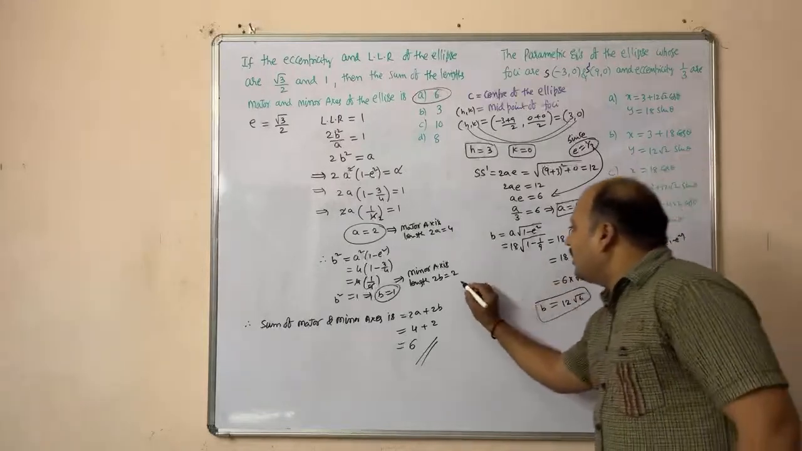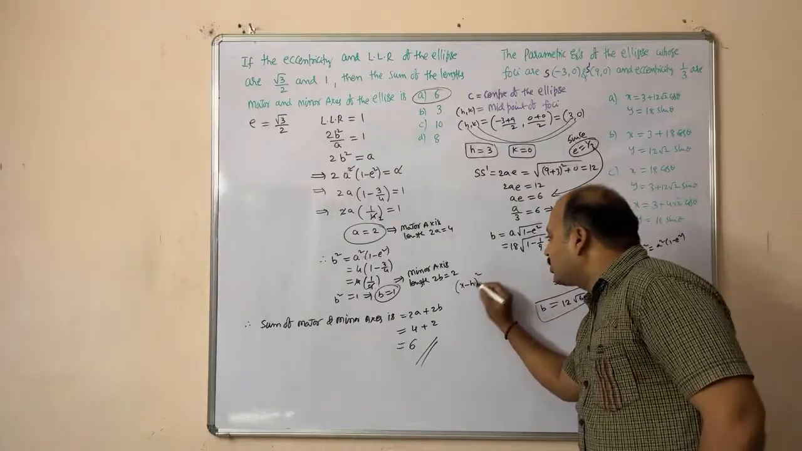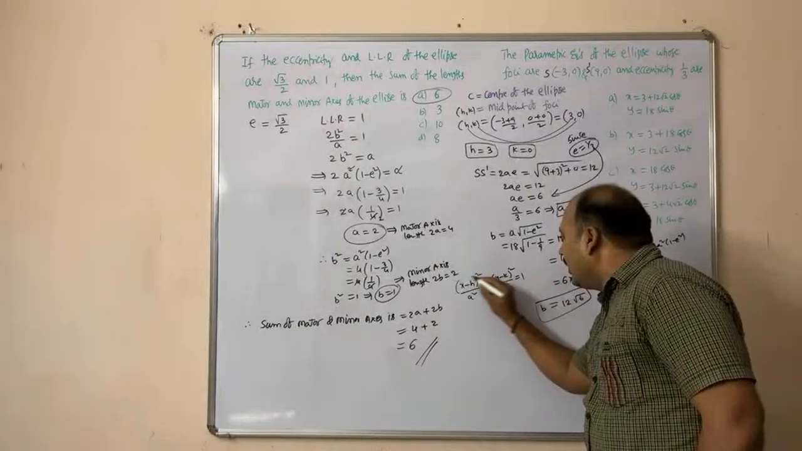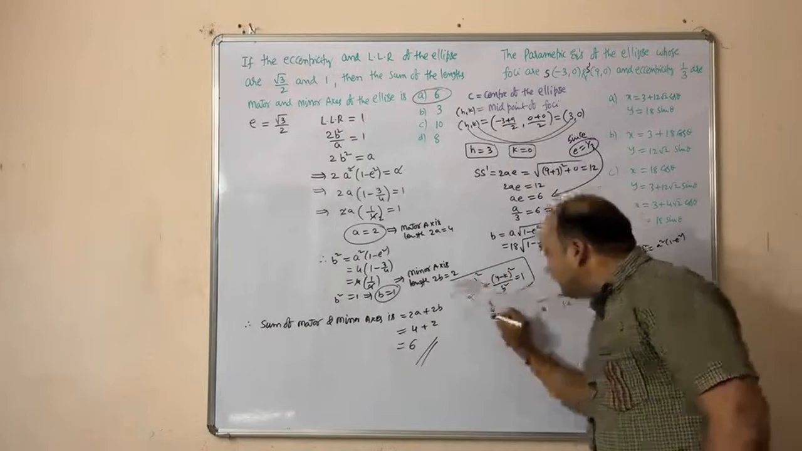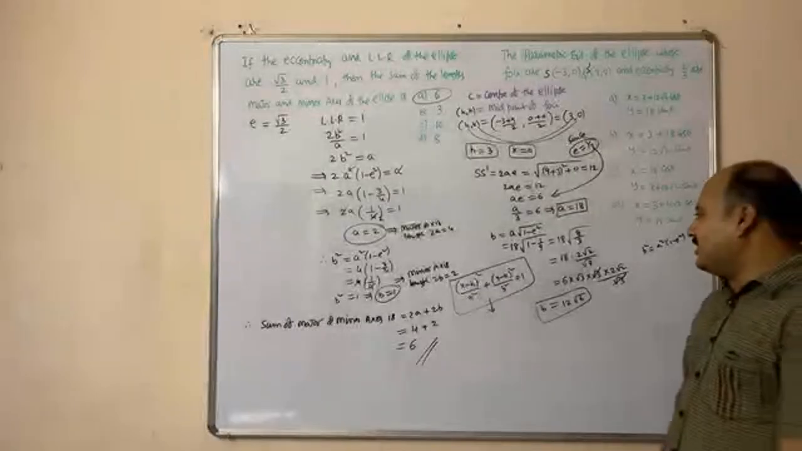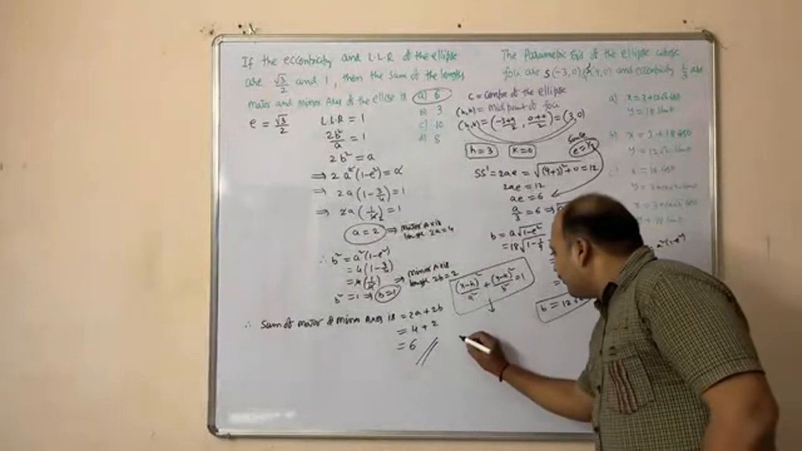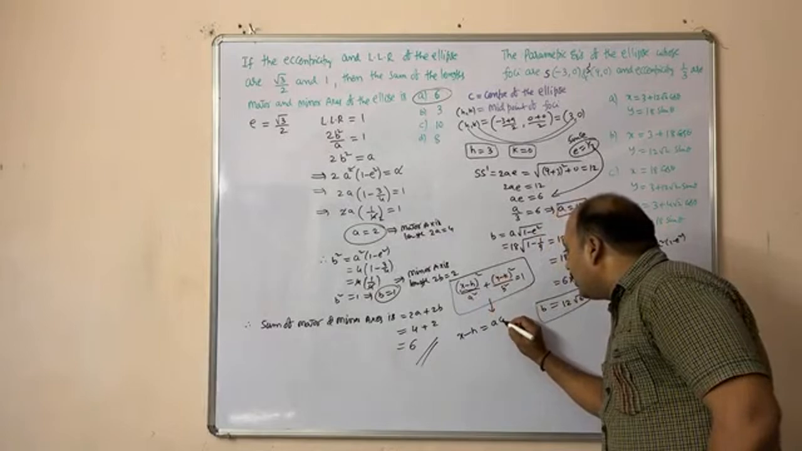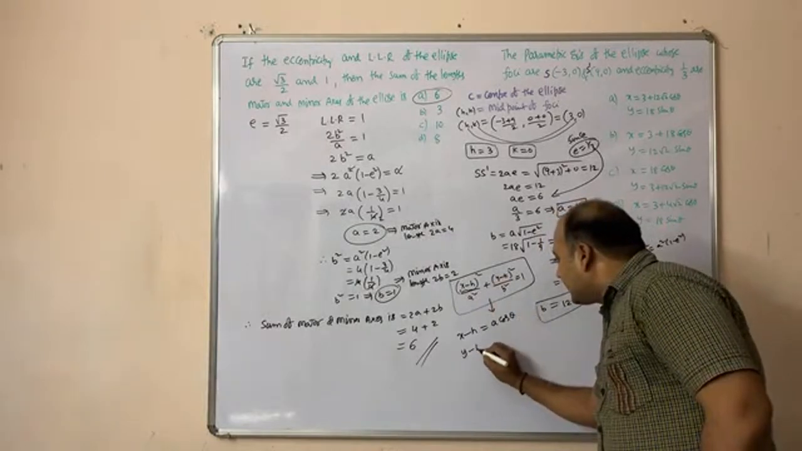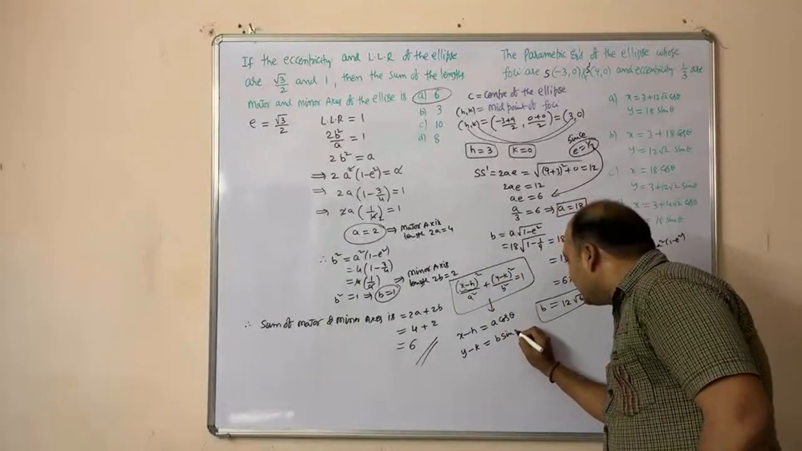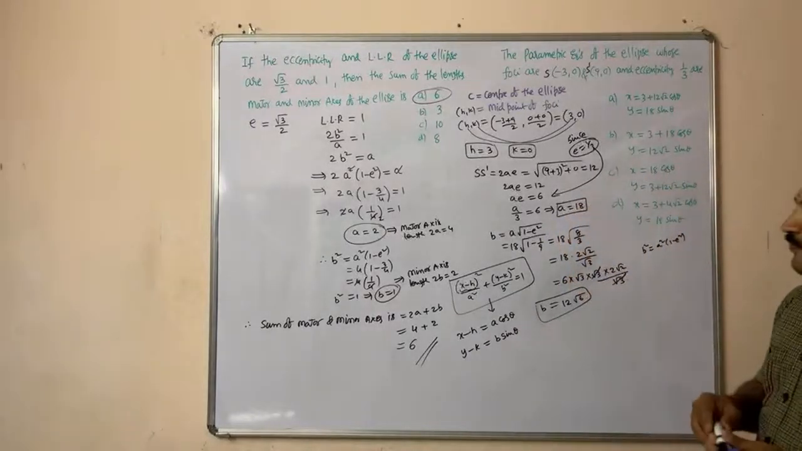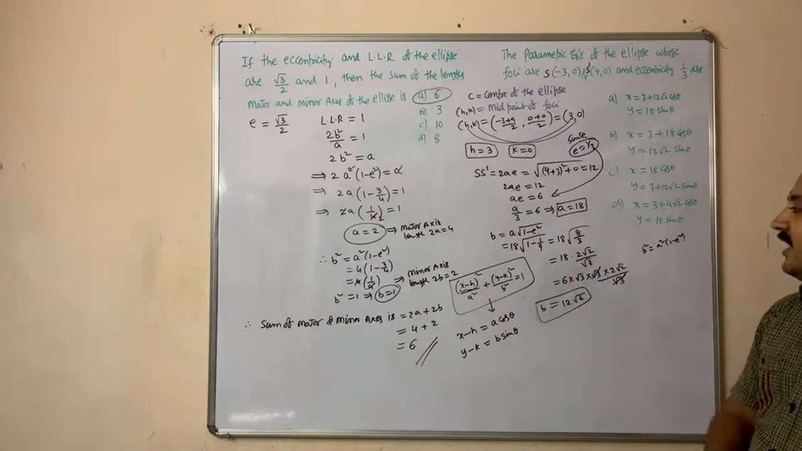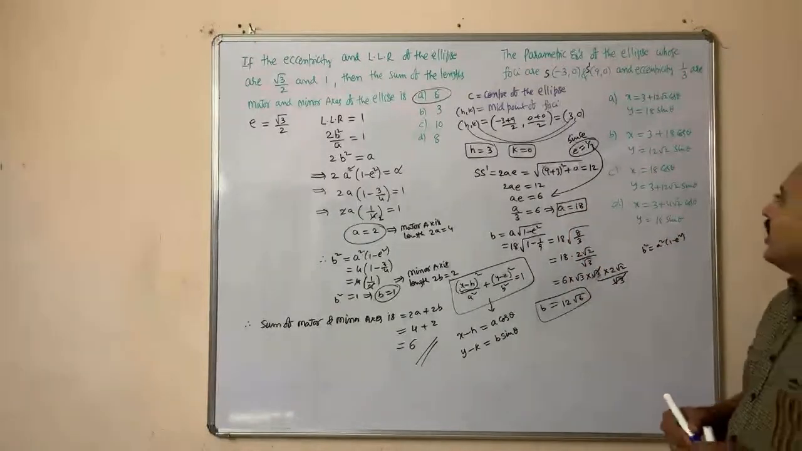After that, for the ellipse x minus h whole square by a square plus y minus k whole square by b square equal to 1, for this type of ellipse, what are the parametric equations? We know that x minus h equal to a cos theta, y minus k equal to b sin theta. This is the information, dear students. X minus h is equal to a cos theta, y minus k equal to b sin theta.